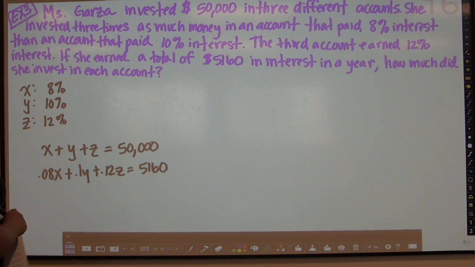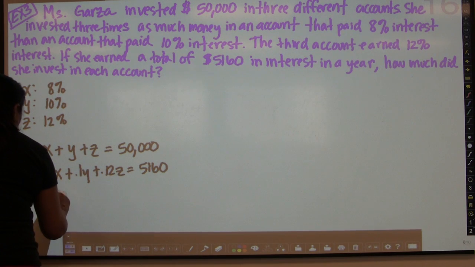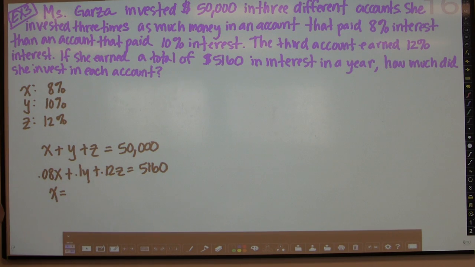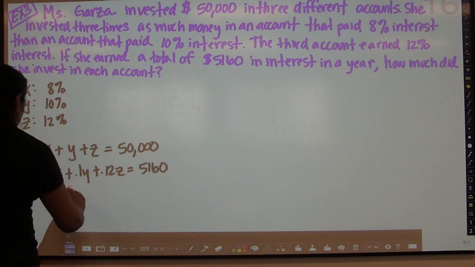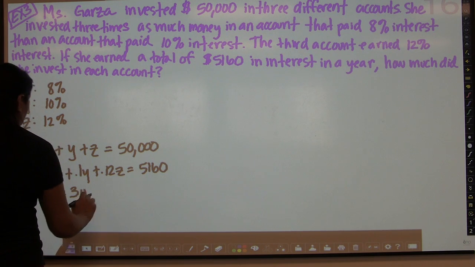So the only thing we haven't talked about here is this whole, she invested 3 times as much money in an account that paid 8% interest than in an account that paid 10% interest. So what that is telling us is that the 8% account is going to have 3 times as much money as the 10% account.